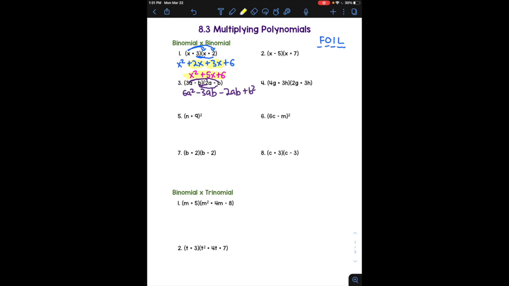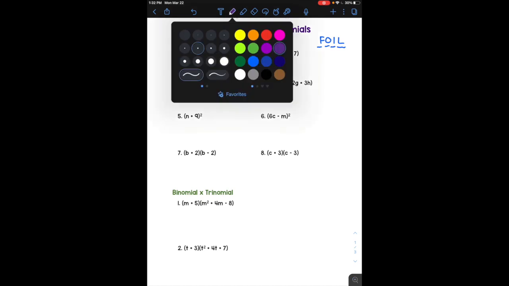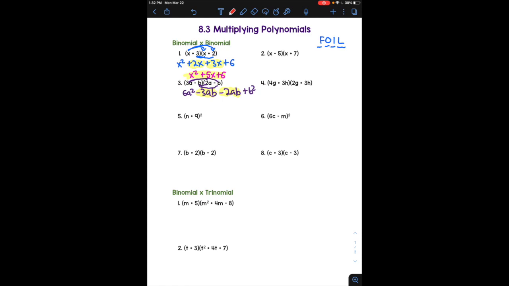Can I combine any like terms? Yes, we can. Negative 3ab and negative 2ab are like terms since they both have ab in it. Negative 3 minus 2 will give us negative 5. Therefore, our resulting expression will be 6a squared minus 5ab plus b squared.